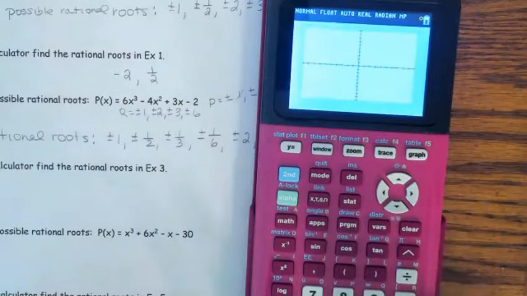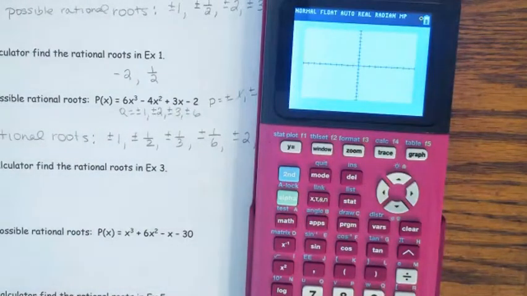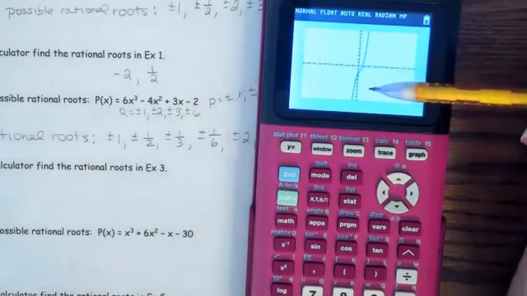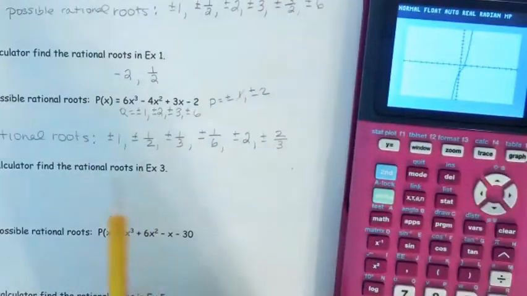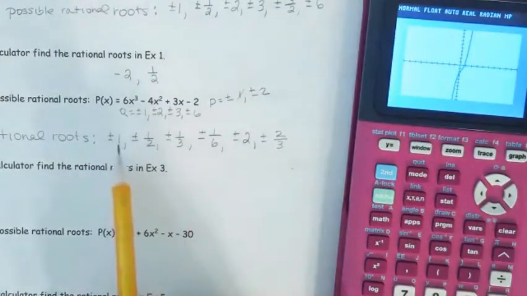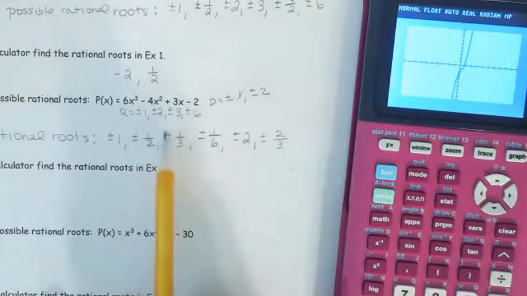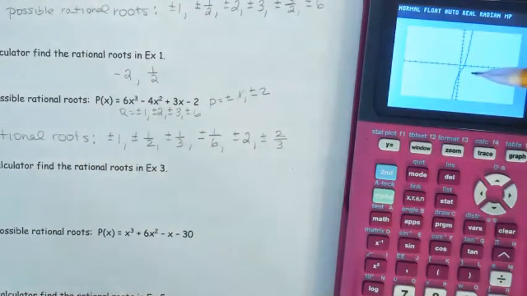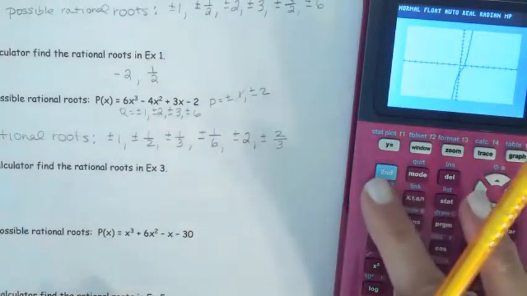And I'm going to do zoom 6. So if you look at that, there is only one real root here, and it's between 0 and 1. So of those numbers, which numbers are between 0 and 1? Well, this one's not. This one could possibly be that. It could be this, or it could be this one. Well, you can see that it's between 0 and 1. It's closer to 1. I'm guessing it's 2/3, but again, I'm going to just double check.